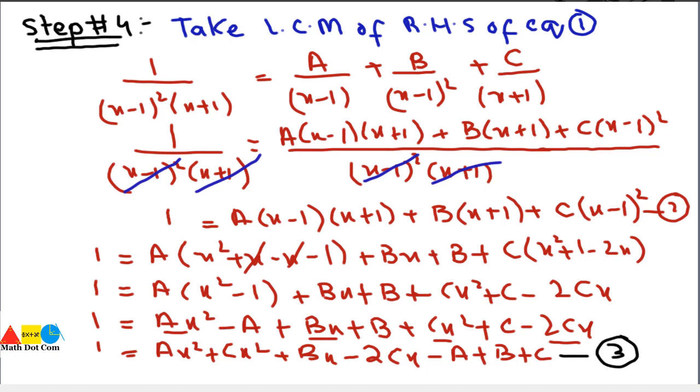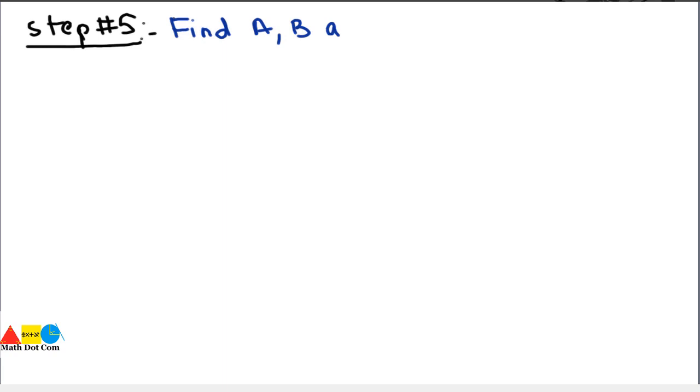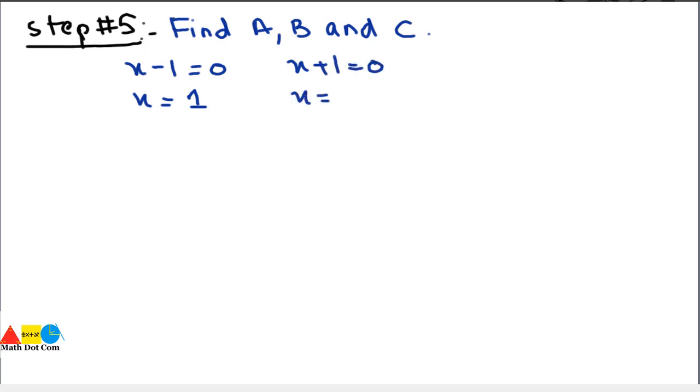Now we have to find the values of a, b and c. Let's see how. We have the next step as step number 5, the second last step. Find a, b and c. Now how can you find them? Let's start from the factors and put the values in the equations. First we have the factor x minus 1 equals 0, that will become x equals 1. This is factor number 1. And the other was x plus 1 equals 0, which will become x equals minus 1.